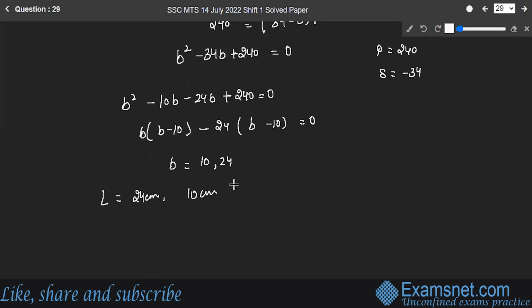So we are given the length. Also, let's go for finding out the diagonal. So if the length is 24, then the breadth will be 10. And if the length is 10, then the breadth will be 24 centimeters, right? Here is the rectangle. Let's make it.